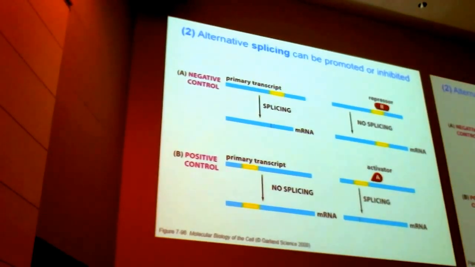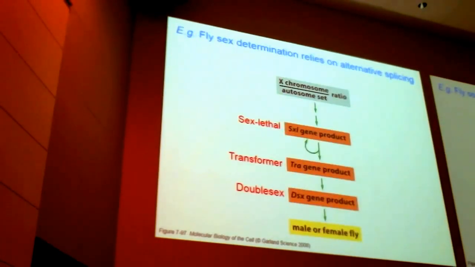So before thinking about a specific example, you can think of negative control and positive control. We've talked about this in detail before in the context of lac operon and other operons in bacteria. Negative control would be where having the repressor prevents splicing. So yellow is again intron. Normally you have splicing, but if you have this repressor, you now don't splice. Positive control is where having this protein, an activator of splicing, allows you to splice. Okay? And both these forms get used in Drosophila sex determination.